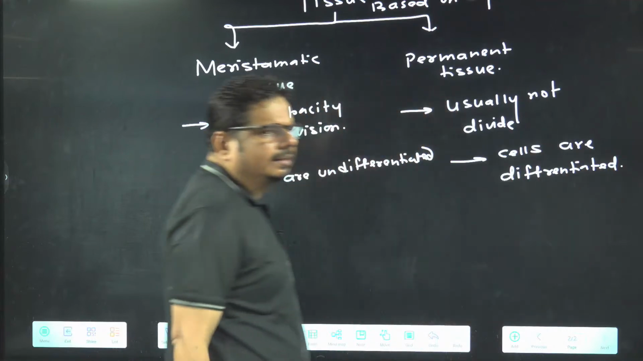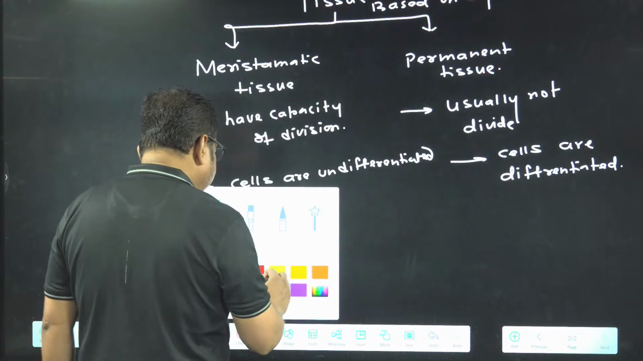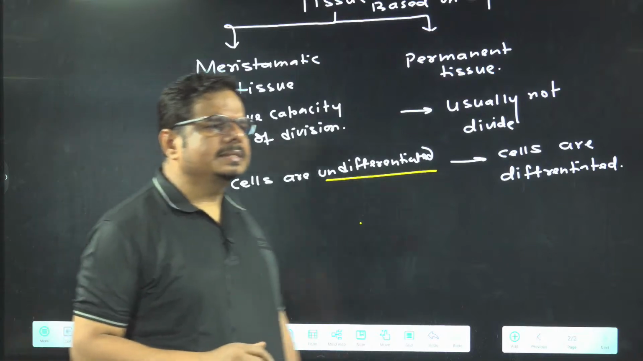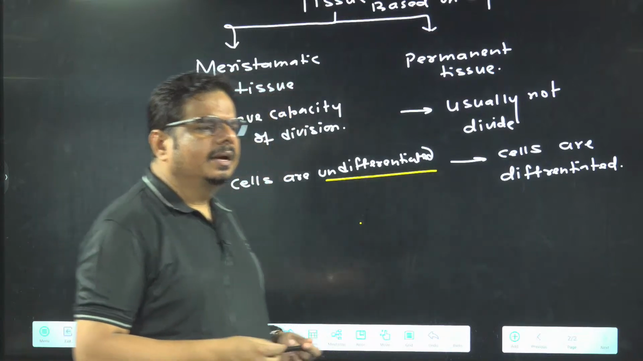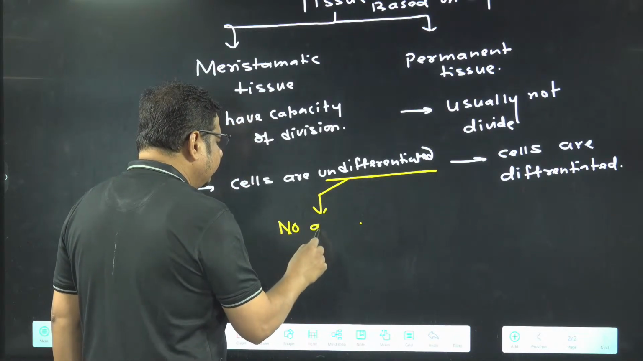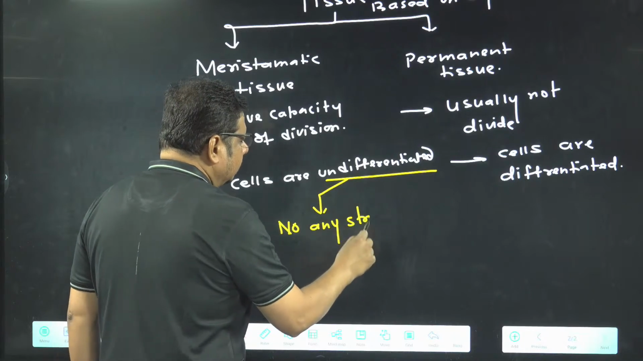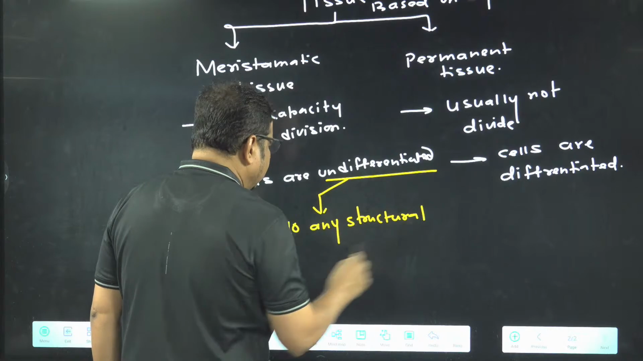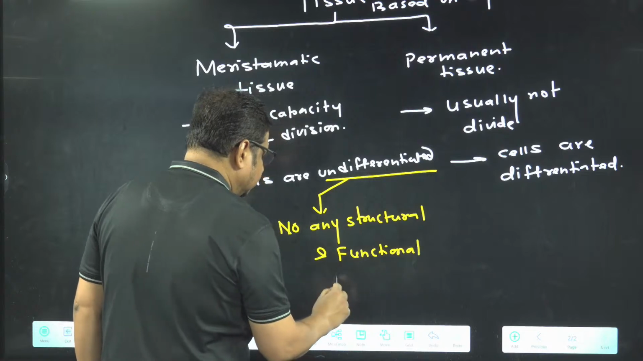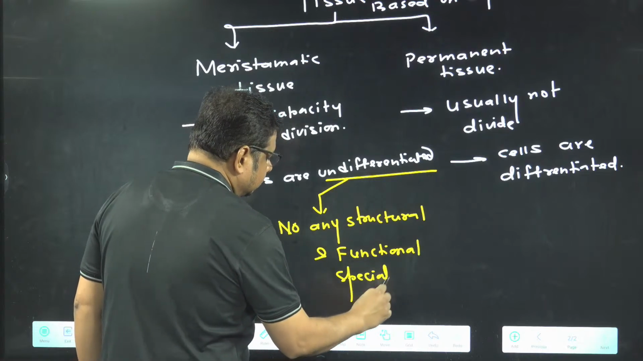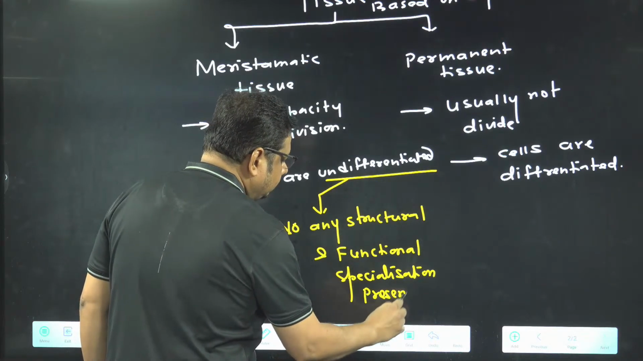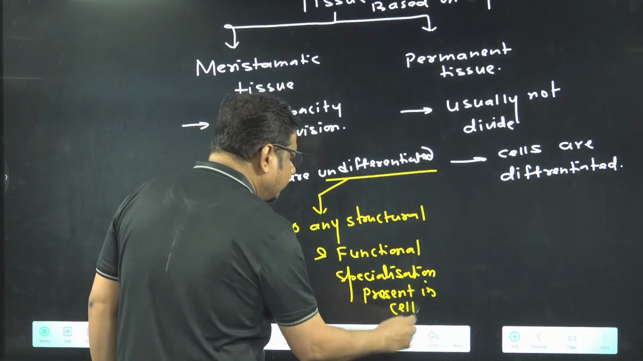Cells are differentiated. What is the meaning of undifferentiated cells? Anybody can tell me what is the meaning of cells being undifferentiated and differentiated? How can you differentiate between these two terms? So if there is no structural and functional specialization present in the cell, then it is called undifferentiated.